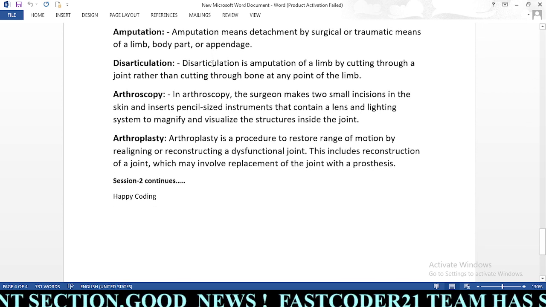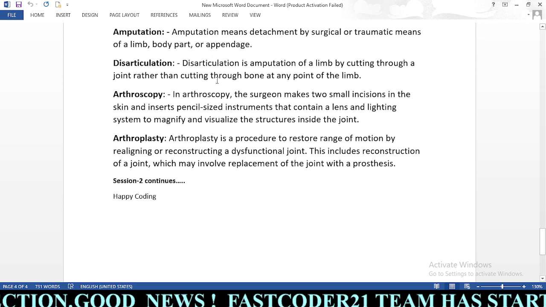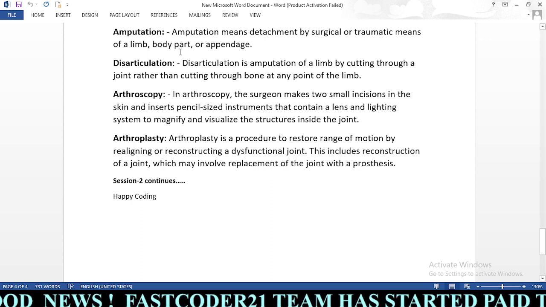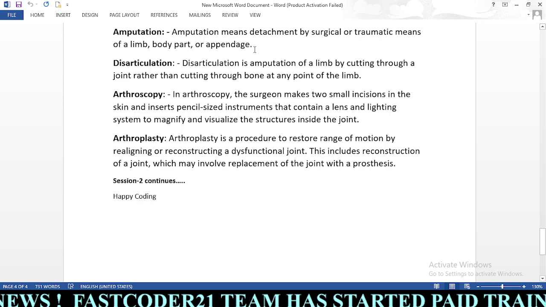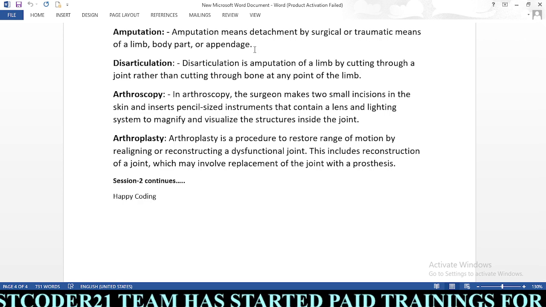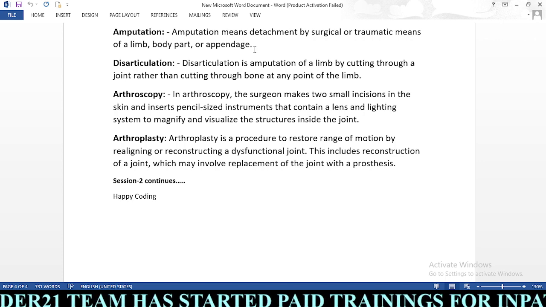So next one is amputation. What is amputation? Amputation means detachment by surgical or traumatic means of a limb, body part or appendage. So basically, amputation means detachment or removal by surgical or traumatic means.